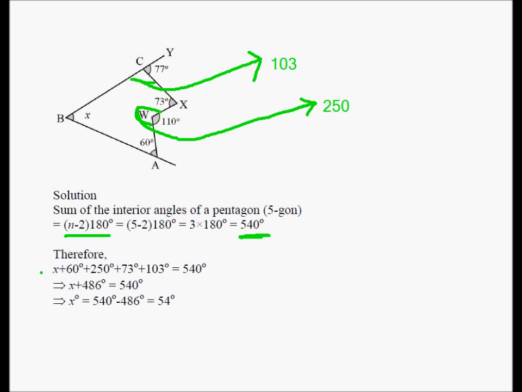So we set up our equation like this. We know 4 of these angles: 60, 250, 73, 103. 103 comes from here, 250 comes from here, and 60 right here, 73 right here. And if we add all these 4 numbers, we get 486. If we subtract 486 from both sides, we get 54. So angle X has to be 54. That's our answer.